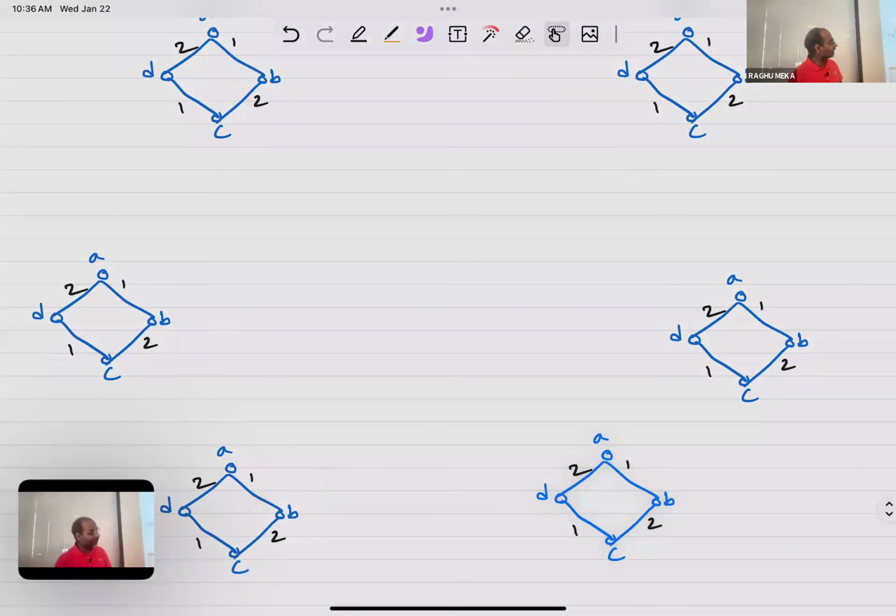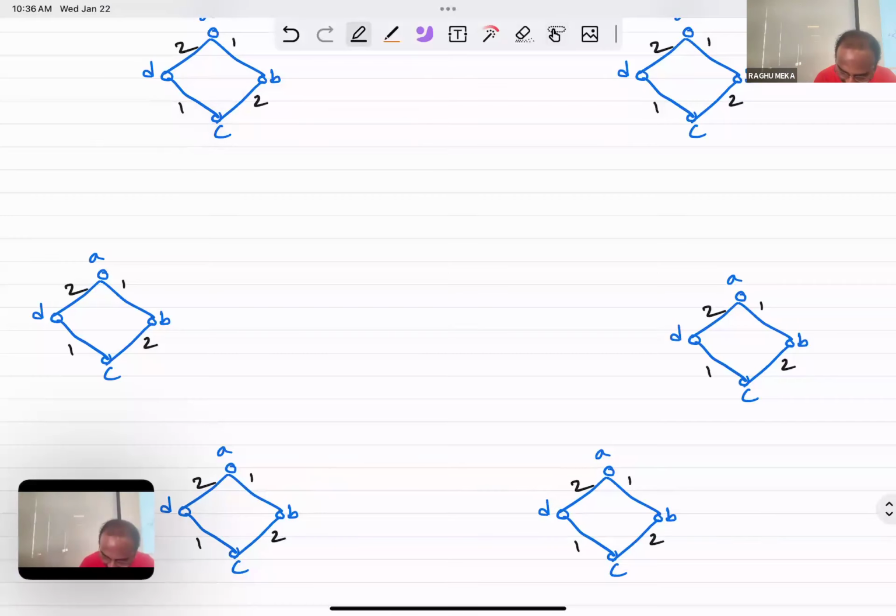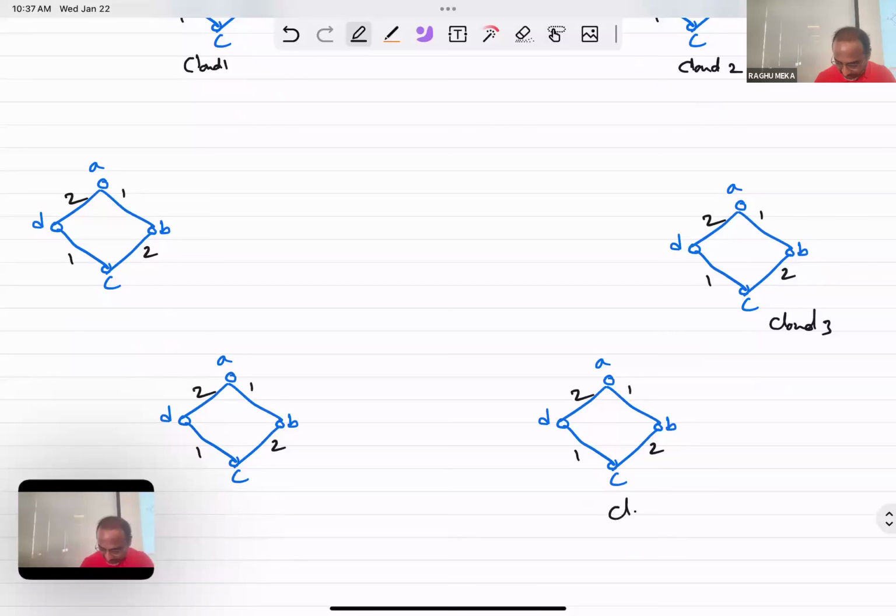Okay, so these are my 6 clouds. Total number of vertices is 24. Now I have to define edges, right? So this is cloud 1, cloud 2, cloud 3, cloud 1, cloud 2, cloud 3, cloud 4, cloud 5, cloud 6. Okay.